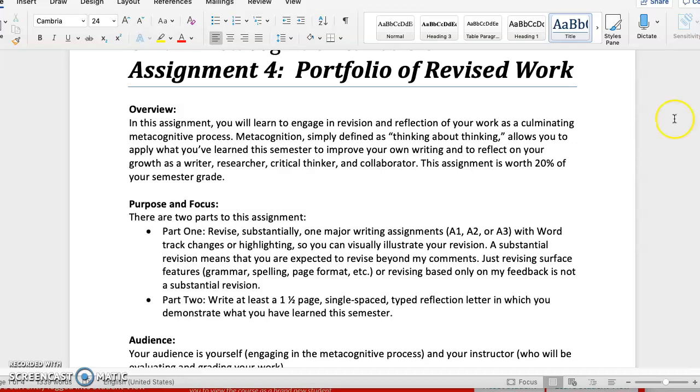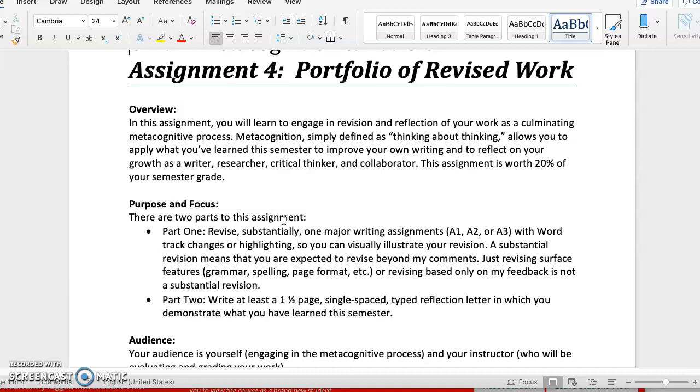Okay. So the purpose and focus of this assignment is in two parts. Part one is to revise substantially one major writing assignment. And again, substantial revisions are very different from edits. Edits are changes to punctuation, fixing spelling errors, that sort of thing. Substantial revisions are really diving into the hierarchy of rhetorical concerns, considering the comments that I've left for you, as well as your own thinking about your writing that's probably changed over the course of the term, to make substantial changes to your writing.